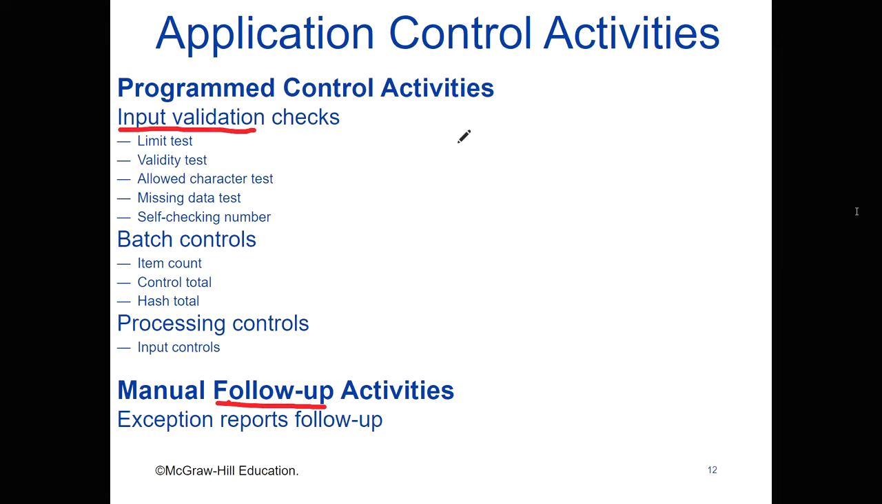Allowed characters would be things around, let's say you have a date field. Well, there shouldn't be any letters in a date field, right? There should only be numbers, and either slashes or dashes, or possibly no slashes or dashes, depending on the format of the date that you're going to allow.